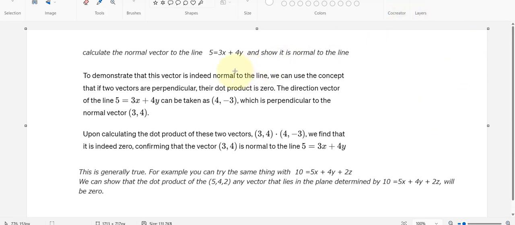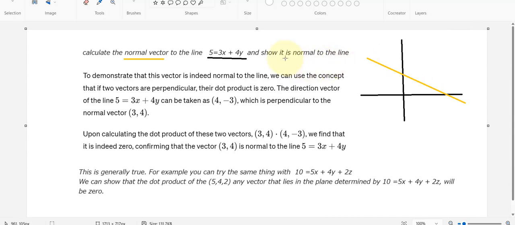Okay, let's take a look at this question. It says calculate the normal vector to the line there. So this is the equation of a line. I don't know what it looks like, but we want to know the normal vector to that line. By the normal vector, we mean the vector which is perpendicular to this line. So of course we know how to do that.